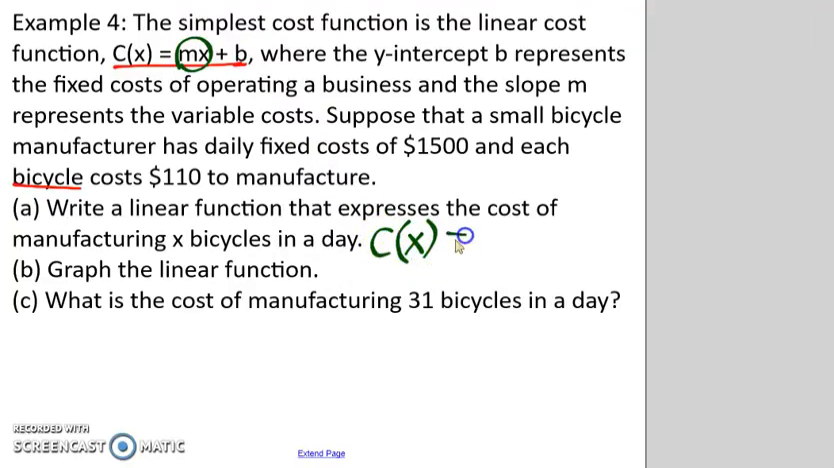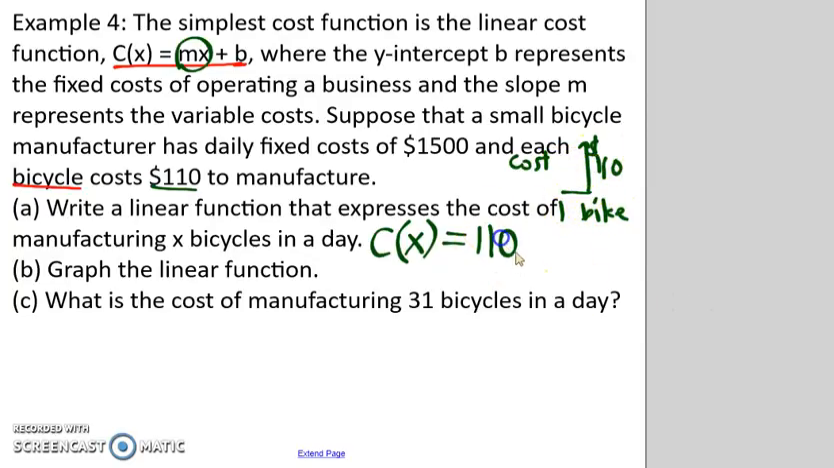So the cost that they spend manufacturing bicycles is going to be C. So every bicycle that they build, as X increases by 1, right? As X goes to the right one, we're making one more bicycle. They want to know, how does that affect the cost? How much is the cost going to go up? Okay? And they say it costs $110 to manufacture a bicycle. Okay? This is our slope. The rise is $110, the run is 1 bicycle.